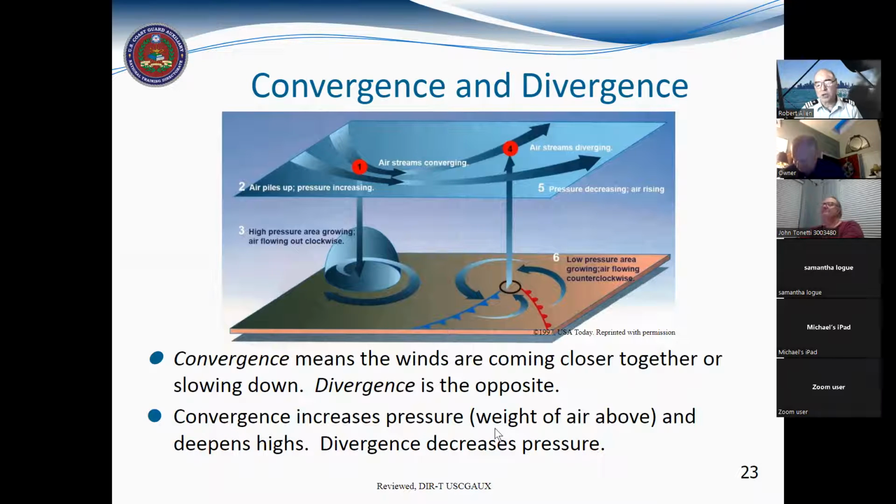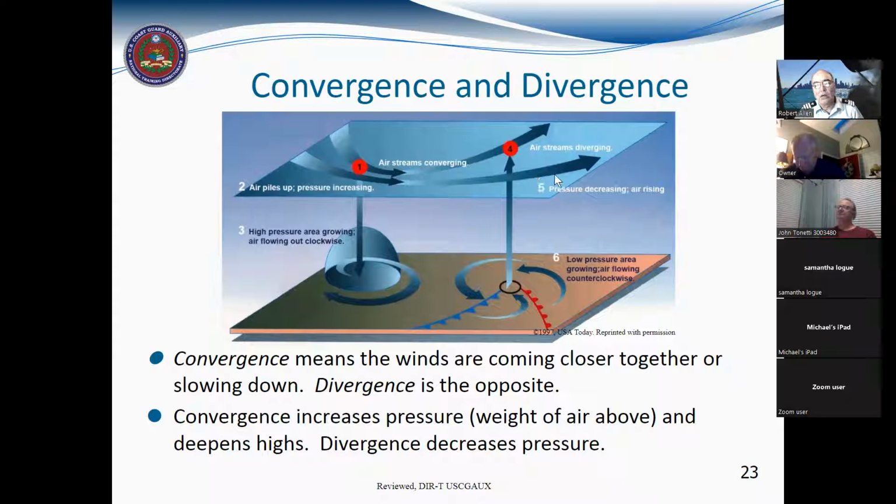Convergence increases pressure, so the weight of the air above was pushing down when these two masses of air got closer together, and they started to slow down because they're kind of getting in each other's way now. It's like on a highway when there's a traffic jam there on I-95 or whatever highway's near the house there, 70 or 80. All of a sudden, all the traffic slows down because everybody's in each other's way.